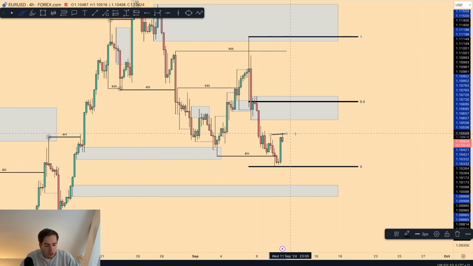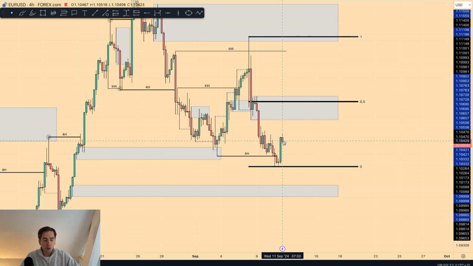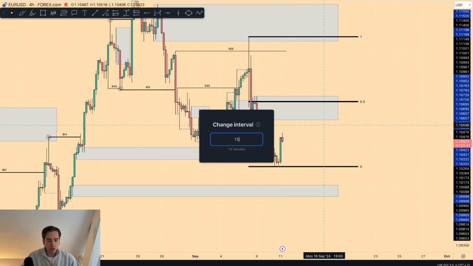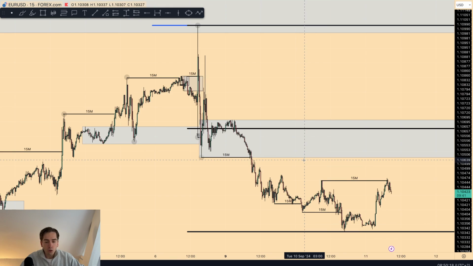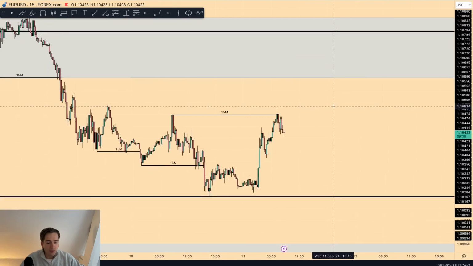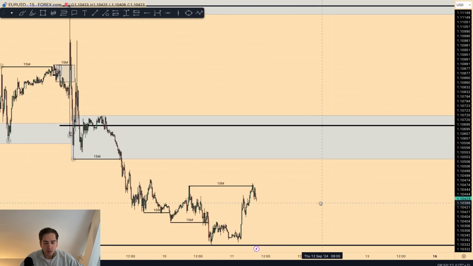However, 4-hour change of character. 4 hours not closed yet, so let's see how this upcoming 4-hour candle closes. But the 15-minute, in my opinion, is going to be playing a big role in that. So what has the 15-minute done? So the 15-minute time frame, we use this to trade the overall 4-hour pullback.